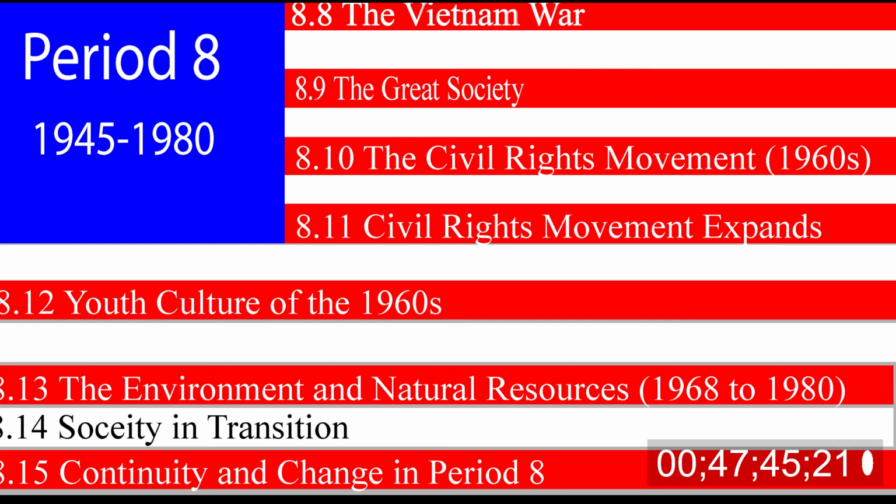The Great Society. Lyndon B. Johnson passed programs to eliminate poverty. Like, you know, he took power after JFK died.